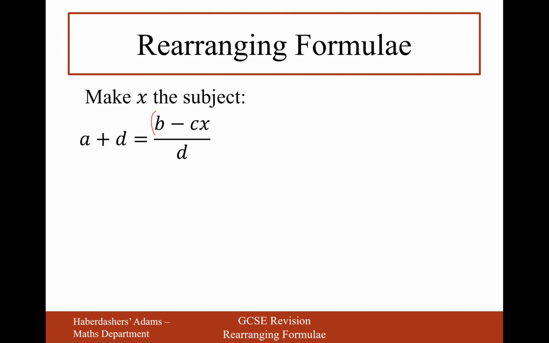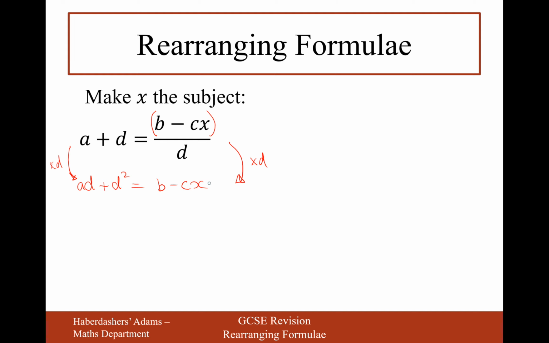So I can see here I've got some brackets appearing around the b minus cx here. So I'm going to need to times both sides by d to move it onto the left hand side. So times both sides by d. Now I'm going to multiply everything here by d. So it's going to look like ad plus d times d, which is d squared, equals b minus cx.